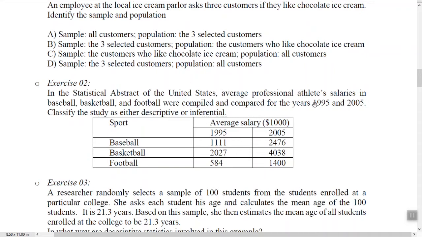So what about this case? Average professional athletes in the US. They are talking about all the professional athletes in the US, so this is a population. They are talking about the population, and they have summarized their results about this population. You can see here, compiled and compared for the years 1995 and 2005. These are the average salaries. So start from the population, end with the population. This is descriptive statistics.